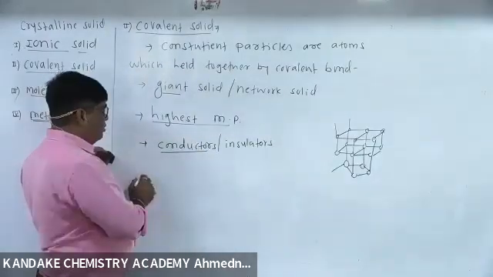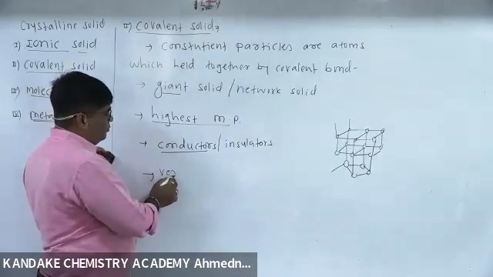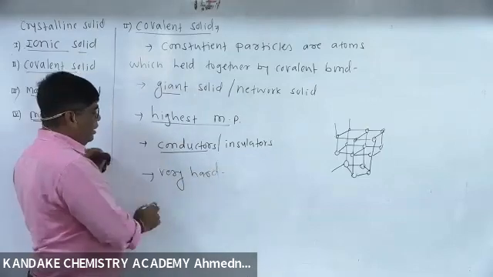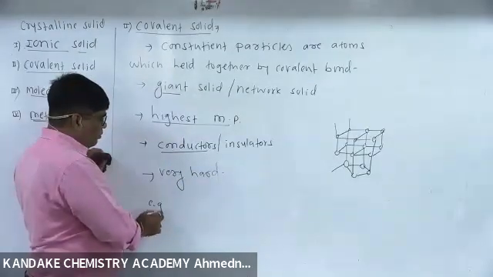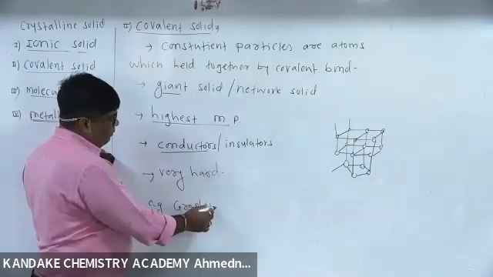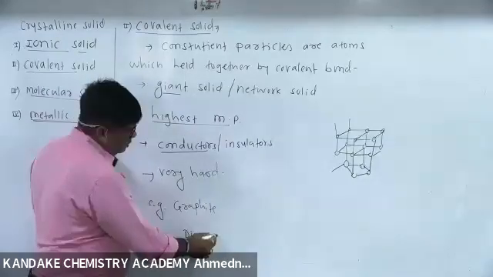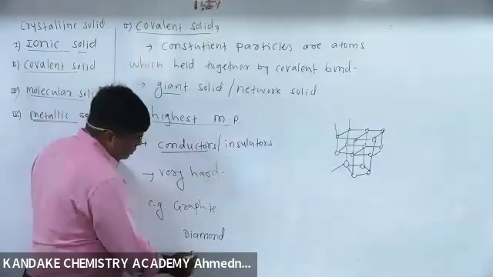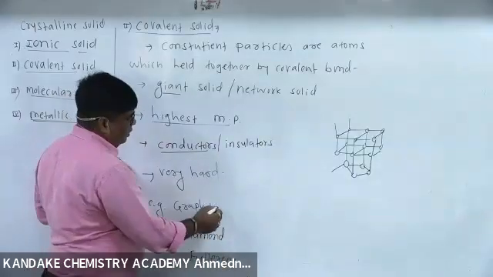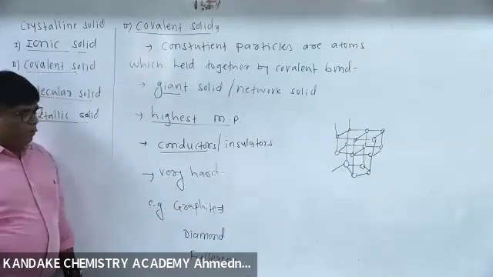This is about the covalent solid. And then these covalent solids are very hard. Covalent solids are very hard, and due to this hardness, highest melting point. Examples of covalent solid are graphite, diamond, and fullerene. Graphite, diamond, and fullerene.